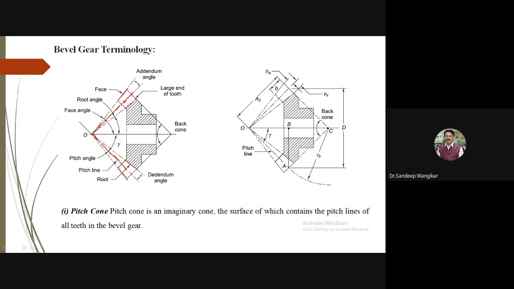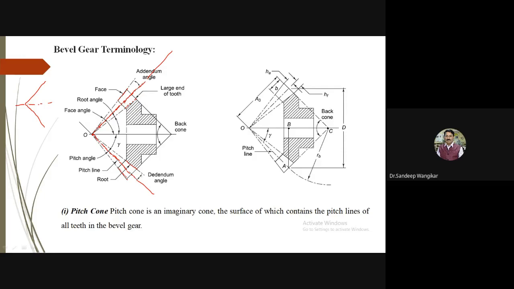Whatever cone is formed in this figure, I can explain like this, and this is the center line. So this is the pitch cone. A pitch cone is an imaginary cone, the surface of which contains the pitch lines. Whatever we have shown here at the center are the pitch lines, and they form imaginary lines that make an imaginary cone. So this is the very first point, about the pitch lines and pitch cone.